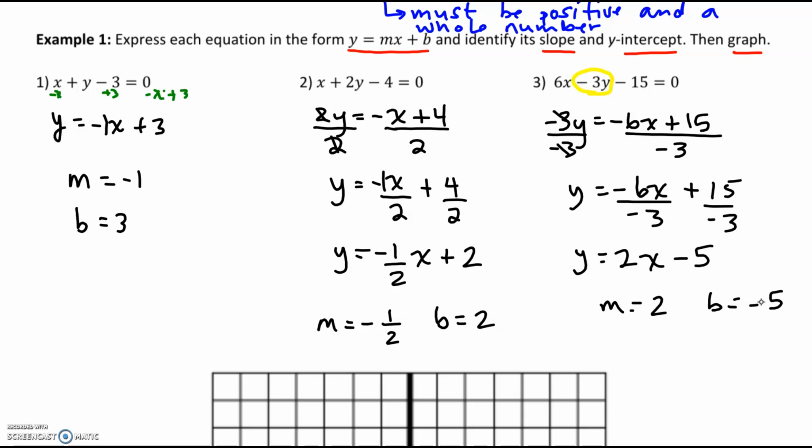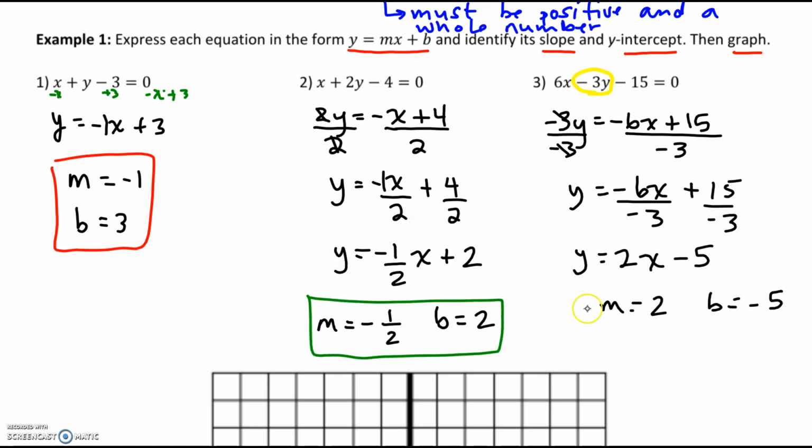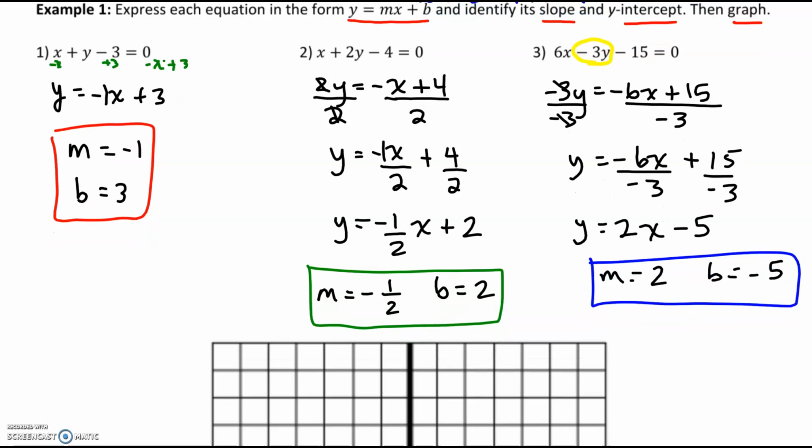Okay, so that is the skill that we're learning today, going from standard form to slope y-intercept form. And now what we're going to do is graph using m and b. So this is what we learned yesterday, or in the last lesson. Might be in the same day for you. Okay, so let's go ahead.